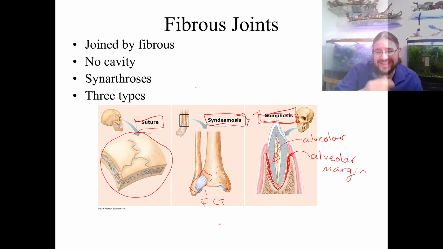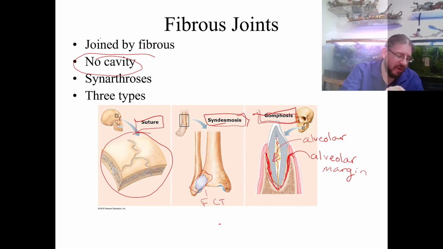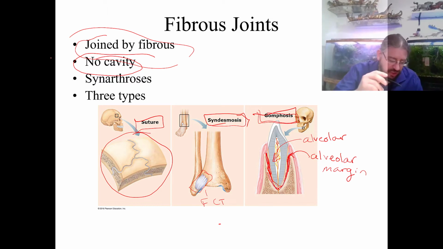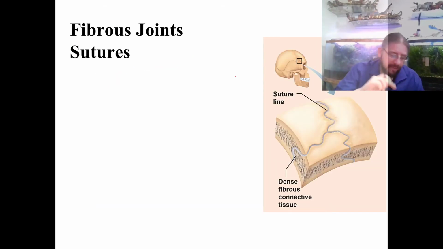We divide the synarthroses into these three basic joint types. So the suture, the syndesmosis, and the gomphoses. So characterized by the fact that we have no joint cavity whatsoever, with fibrous connective tissue sealing the bones together. So, all right.